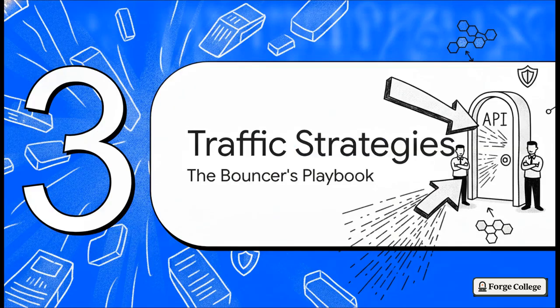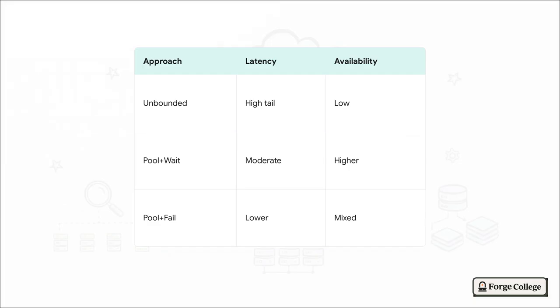Now for Section 3, Real-World Traffic Strategies. Let's open up the bouncer's playbook. How do we practically apply these pillars when our API experiences a massive traffic spike? If we compare our approaches directly, doing absolutely nothing, just running unbounded concurrency, leads to super high tail latency and terrible availability. Your critical endpoints just fail. But if we add a pool and a wait queue, latency increases moderately, but far fewer downstream systems fail. Now the magic happens when you combine a pool with fail-fast backpressure. You get lower latency for accepted requests, and while the error rate does go up for callers who get rejected, the overall stability of your system is preserved.